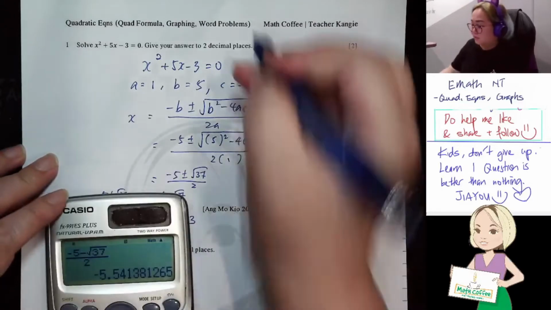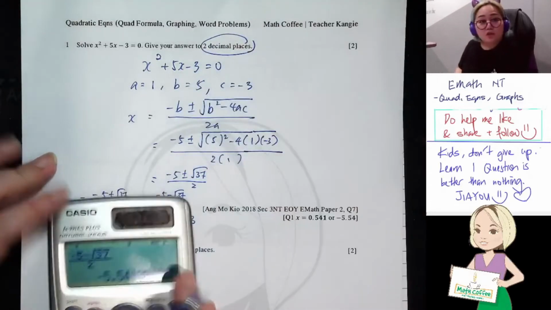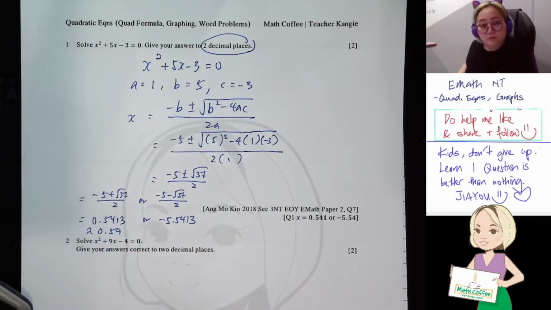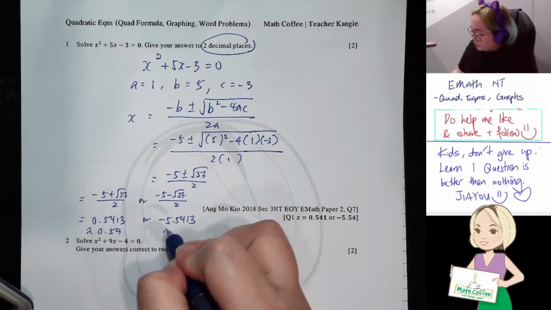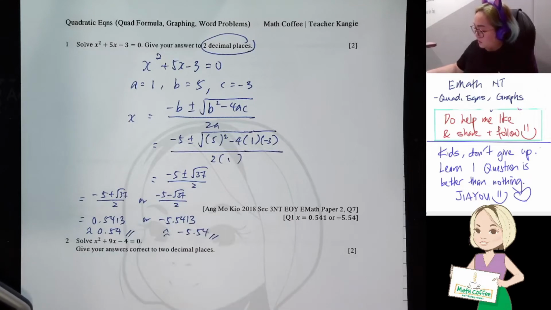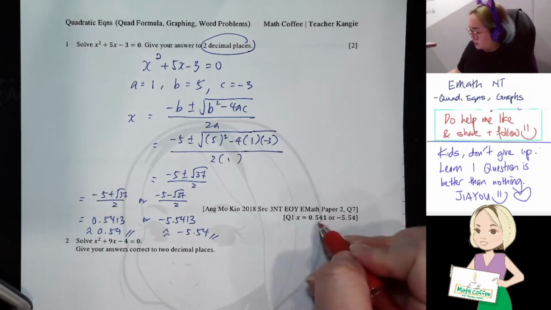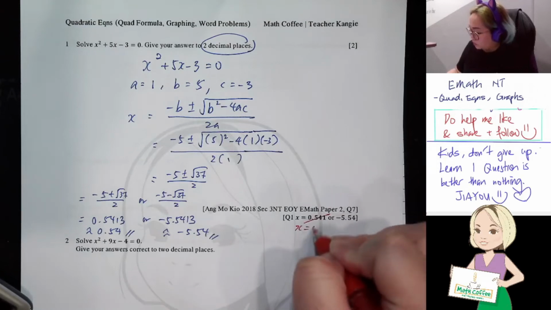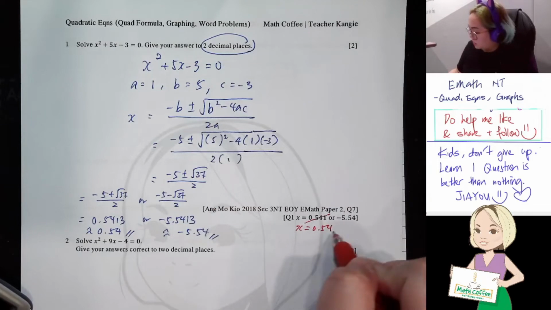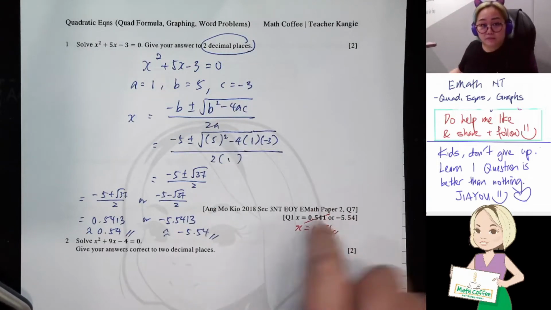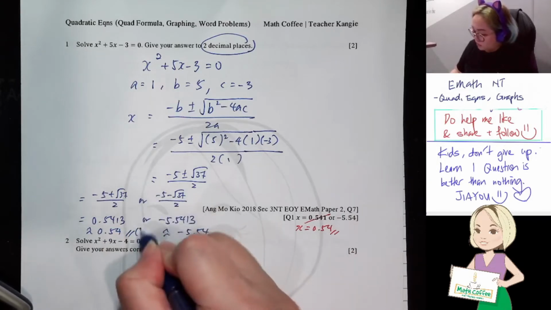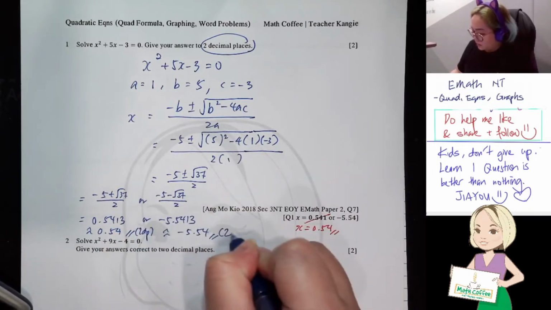For this case, it's rounded off to 2 decimal places. So this one rounded off to 2 decimal places is 0.54, and negative 5.54. Help me to take note that this one got an answer error. It should be x is equals to 0.54 because they only want 2 decimal places. So this should be the answer. The answer sheet got an error. So it's 0.54 and negative 5.54. So this is 2 dp and this is 2 dp.